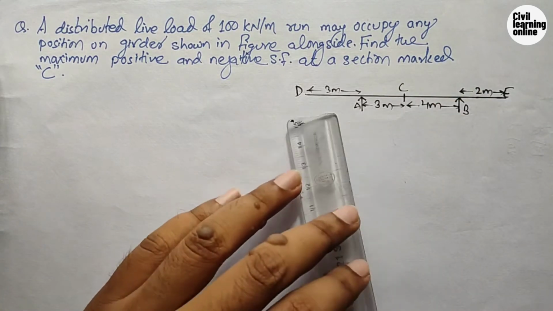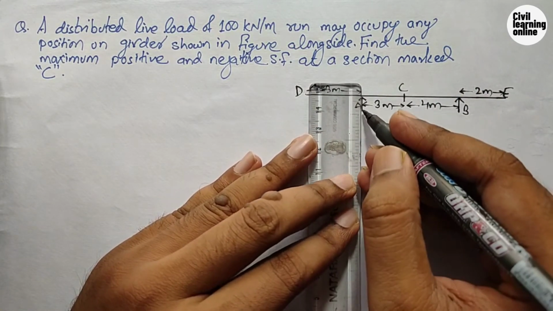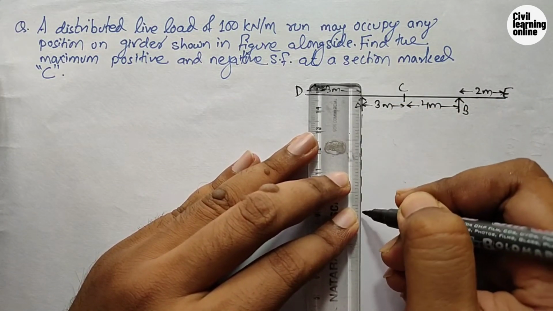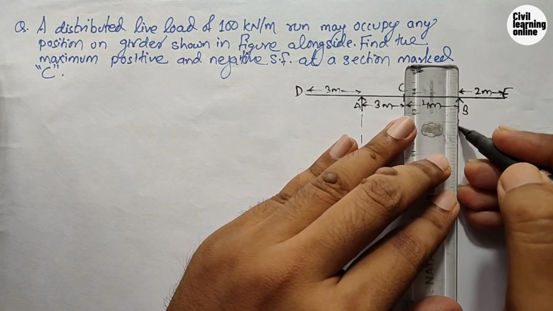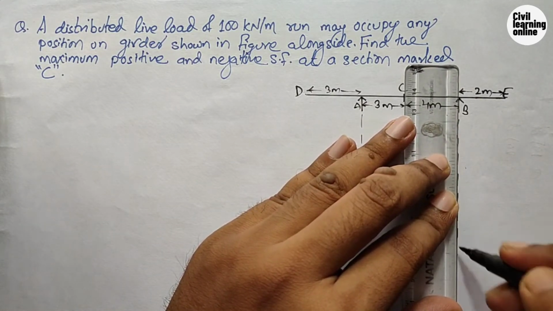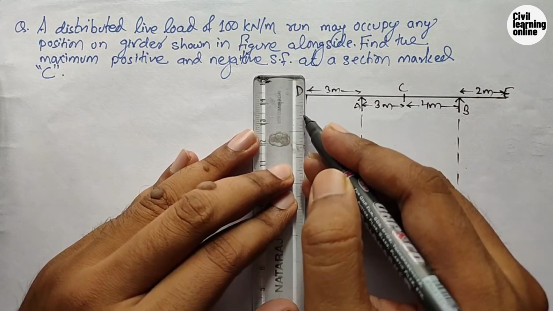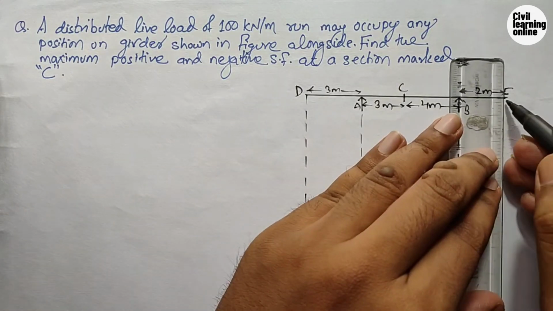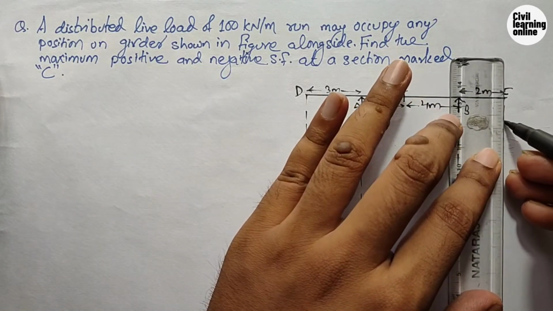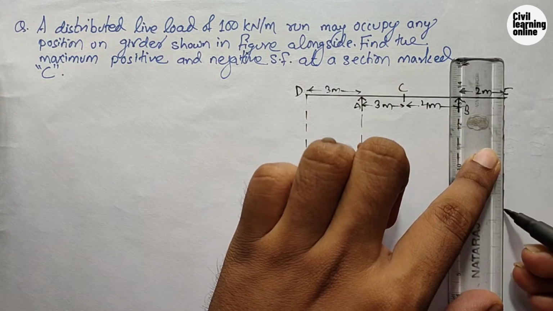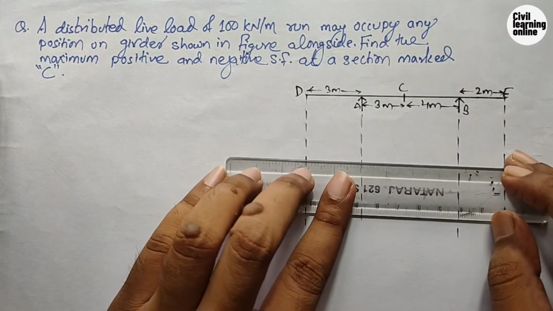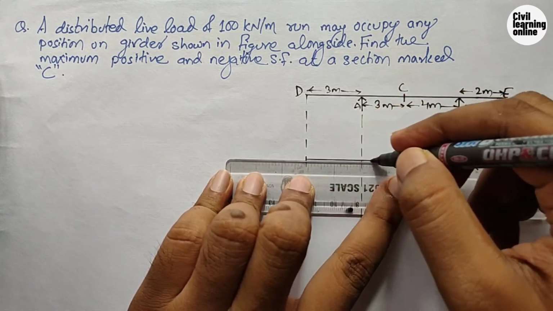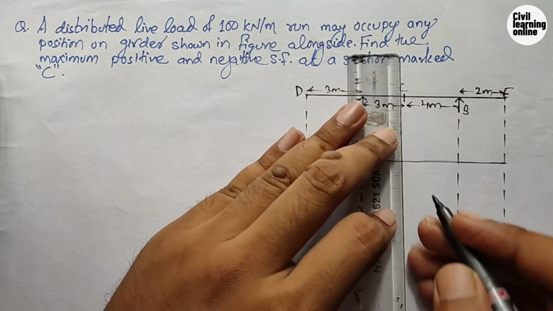So let us draw the influence line diagram for the maximum shear force in case of overhanging, as I have discussed previously. Here first we need to draw the vertical parallel lines. So let us draw this. After drawing this, we need to draw the influence line diagram in the similar manner which I have shown you. So draw the influence line diagram here at point C.